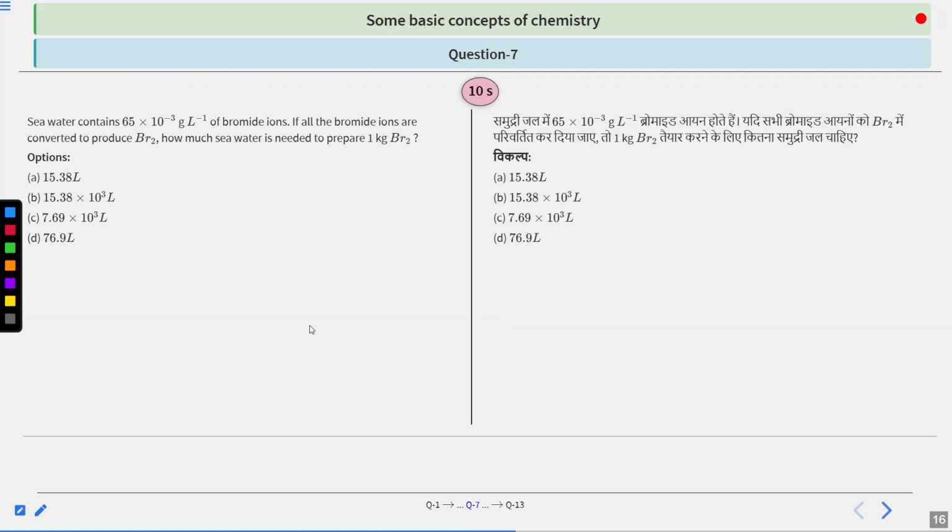Question number 7. Seawater contains 65 into 10 to the power minus 3 gram per liter of bromide ions. If all the bromide ions are converted to produce Br2, how much seawater is needed to produce 1 kg Br2? Options: A 15.38, B 15.38 into 10 to the power 3 liter, C 7.69 into 10 to the power 3 liter, and D 76.9 liter. Let us try to solve this. You have 10 seconds to solve this question. Your time starts now.